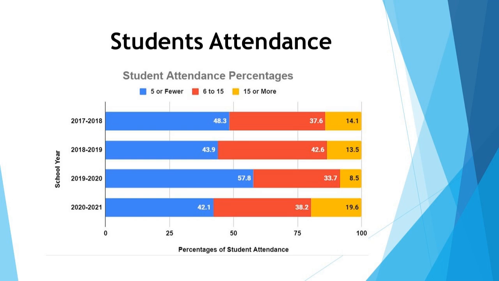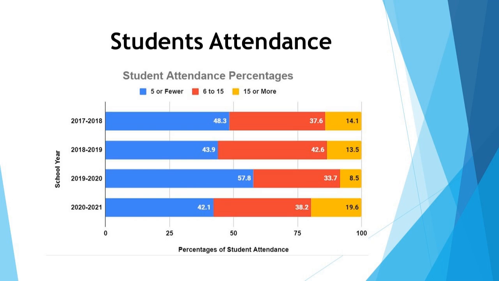In 2019-2020, you can see the large increase in students with 5 or fewer absences at 57.8% due to the attendance being based on distance learning issues. Students were counted present if they simply turned in an assignment, logged in, or came into virtual classes.